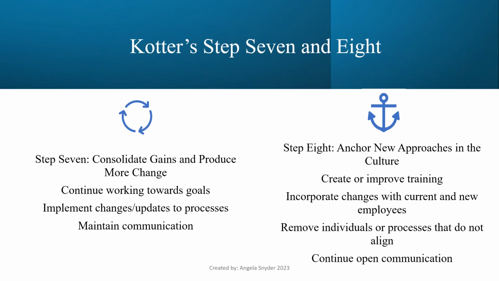Kotter Step 7 and 8. Step 7 works with the barriers that were found in Step 5. This step is where we work towards process improvement as well as keeping our initial goal in mind. If updates were needed during the remove obstacles step, these are executed in Step 7.